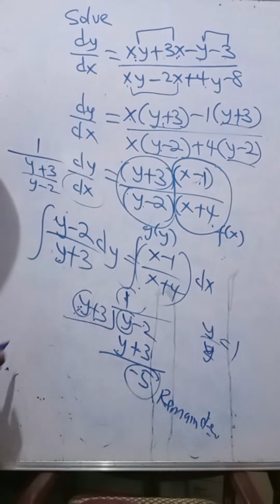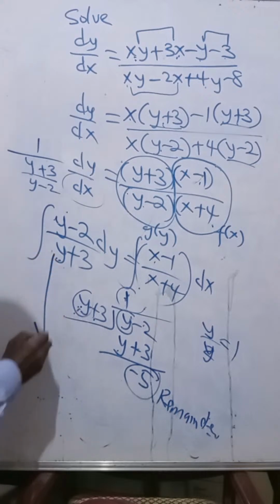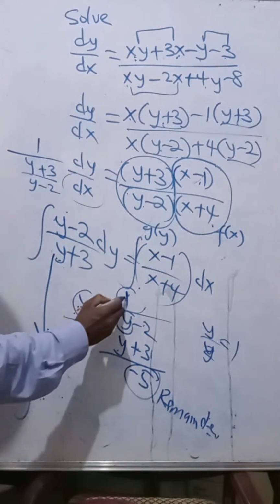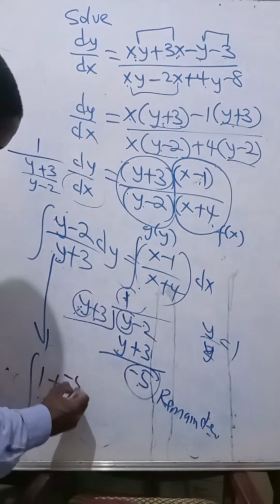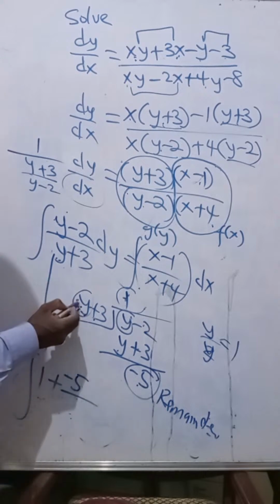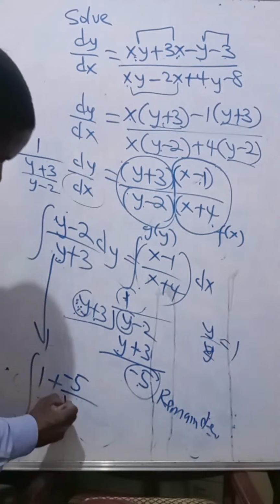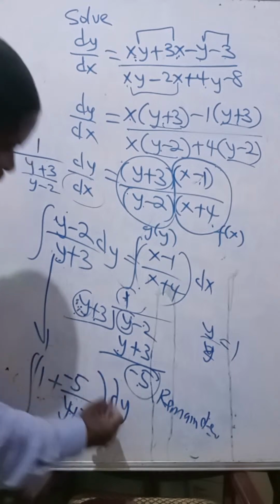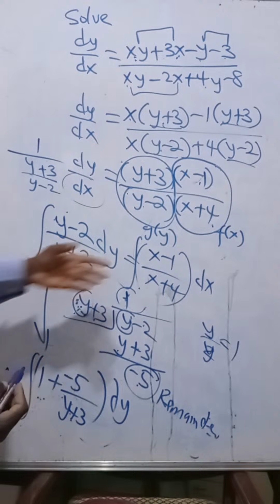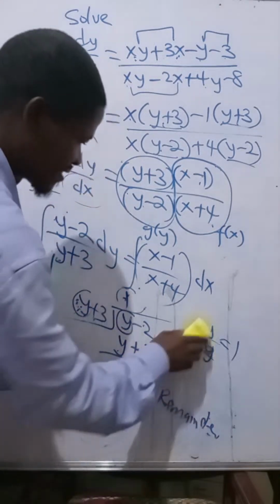This one is your divisor. So the integral for this one will now become the quotient plus the remainder, minus 5 over the divisor, that's y plus 3. Close the brackets.